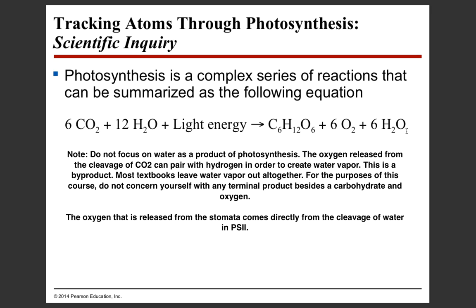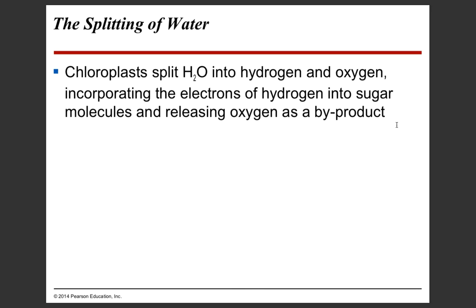You do need to know where the oxygen comes from. Understand that when you have the carbon dioxide and you cleave off the carbon here, you have a remainder of oxygen that can pair up with hydrogen and create this byproduct that we're never going to talk about again. But the oxygen that's actually released from the stomata, the oxygen that you and I are breathing in all the time, comes directly from the cleavage of water during photosystem 1. So water goes in and we're going to cleave it to create the oxygen that's being released. And we'll look at that later. You do need to know that, but do not worry about this thing over here that we're never going to speak of.